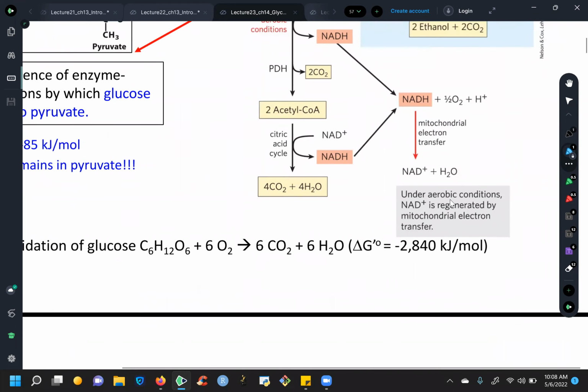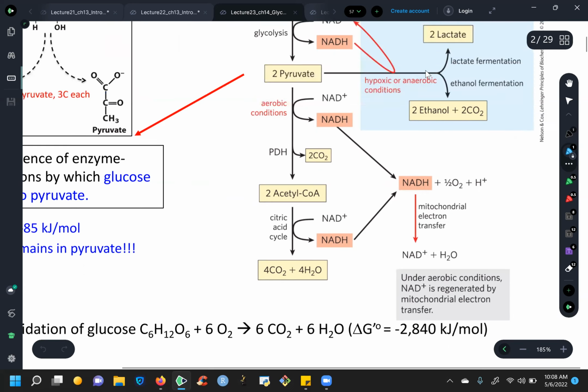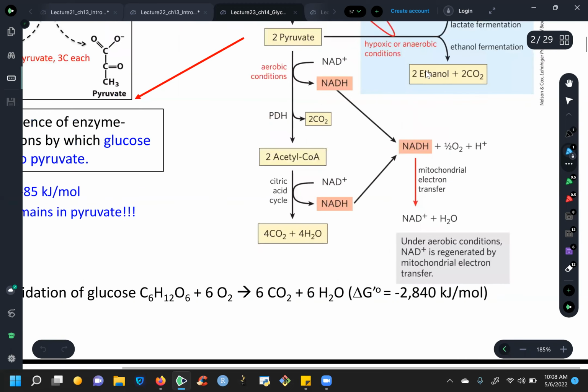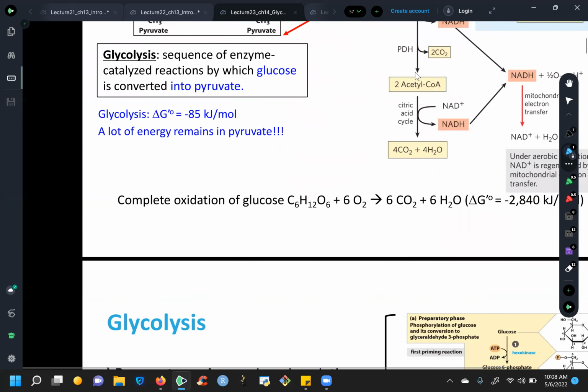So when they say regenerated, all that means is that the NADH gives away the H to the electron transfer chain. And when it gives away the H, it becomes NAD plus, and then it goes back to the beginning. So that's what they mean by regenerated.